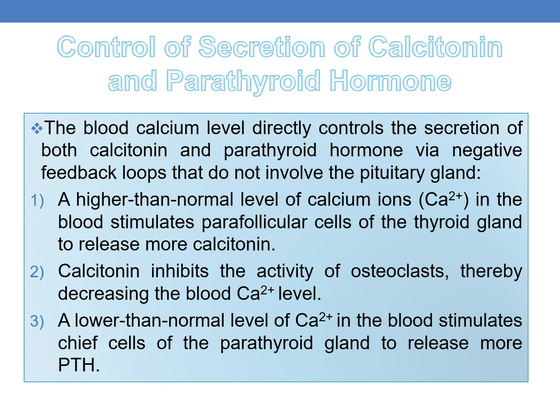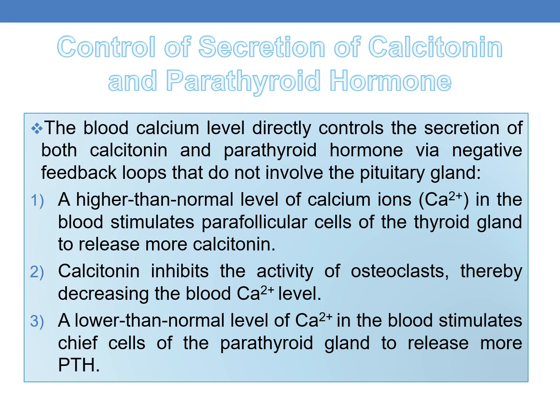Coming to the control of secretion of calcitonin and parathyroid hormone. The blood calcium levels directly control the secretion of both calcitonin and parathyroid hormone via negative feedback loops that do not involve the pituitary gland. A higher than normal level of calcium ions in the blood stimulates the parafollicular cells of the thyroid gland to release more calcitonin. And this calcitonin inhibits the activity of osteoclasts, thereby decreasing the blood calcium levels.